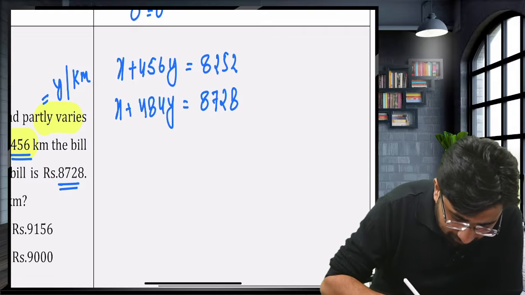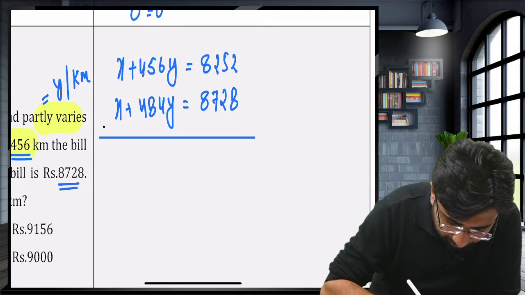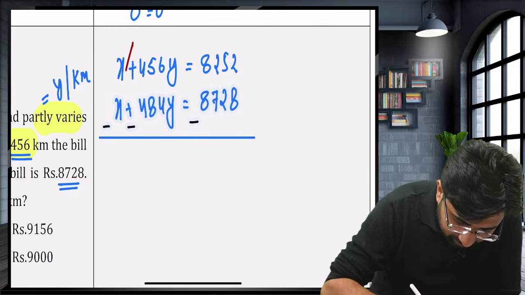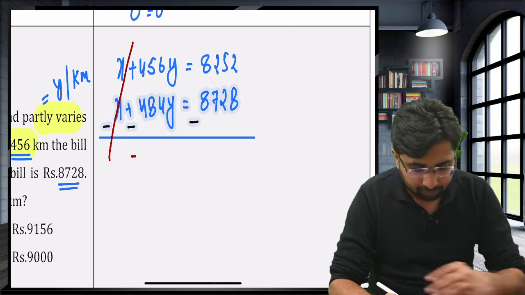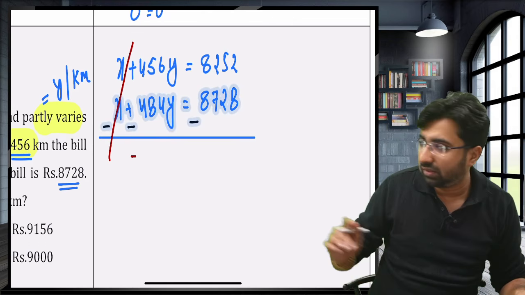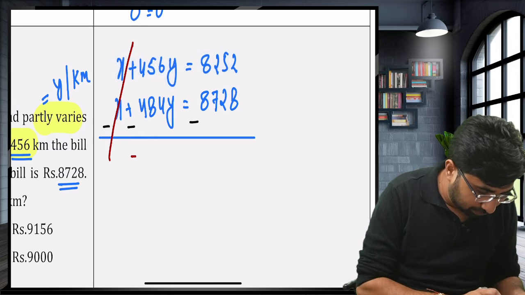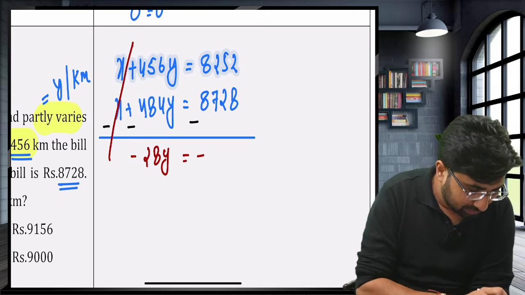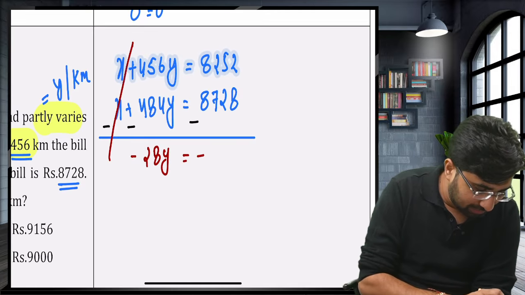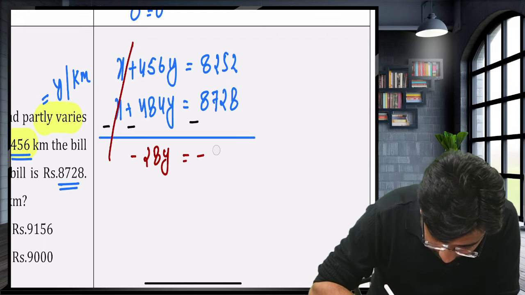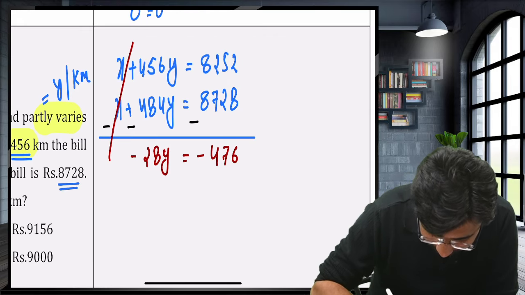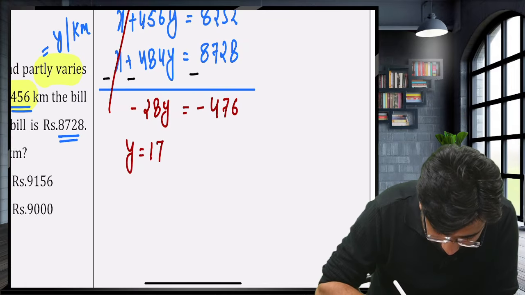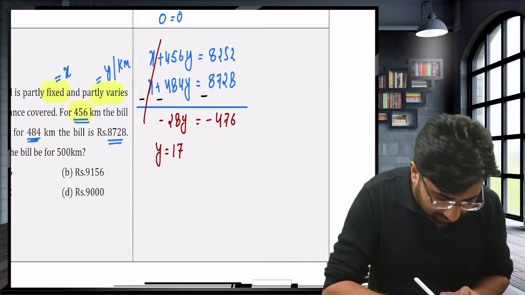To get the bill for 500 kilometer, you have to get the values of x and y. Everybody with me? Let's solve it simultaneously. Subtract: x will cancel. 484 minus 456 gives 28y, which is equal to 8728 minus 8252. You will get 476. The value of y will be 476 divided by 28, that is 17. It means per kilometer you are charging 17 rupees.